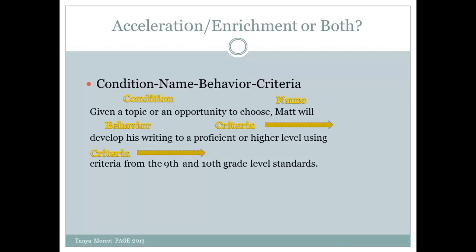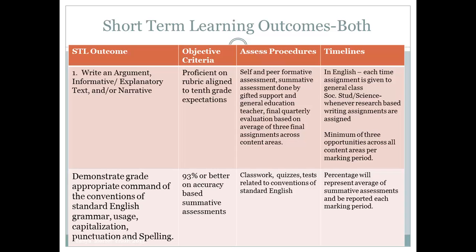Let's look at one more. Acceleration, enrichment, or both. Given a topic or an opportunity to choose, Matt will develop his writing to a proficient or higher level using criteria from 9th and 10th grade level standards. Well, wait a minute. This looks exactly like the goal we just wrote. So it's acceleration, right? Well, let's look at it.